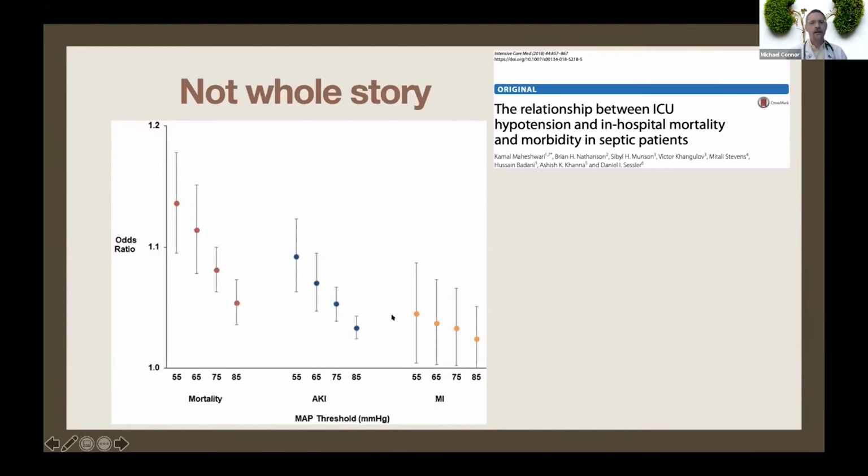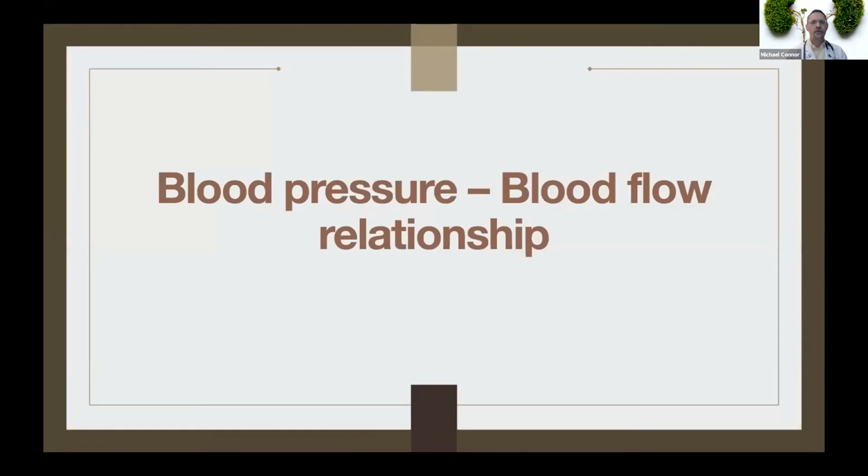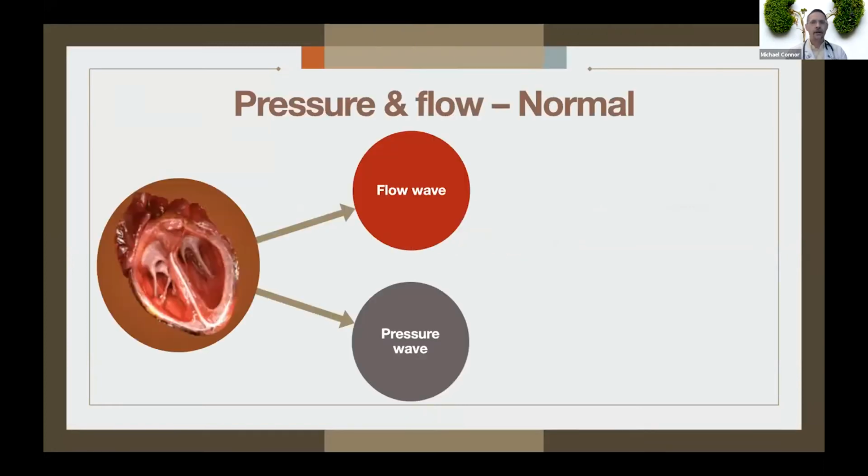The risk of AKI goes down and the risk of MI goes down. So there still is this question about what exactly is the right blood pressure for these patients. So if we then turn and say, well, what's the relationship between blood pressure and blood flow? Let's dive into this physiology a little bit.